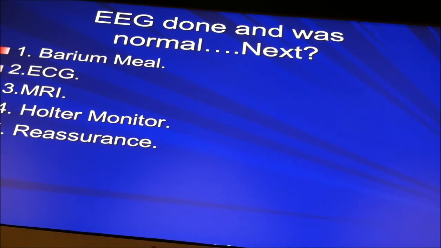Okay, so we did the EEG, and what's the spot diagnosis? If you get it, you get psychiatric medication for the rest of your life free.